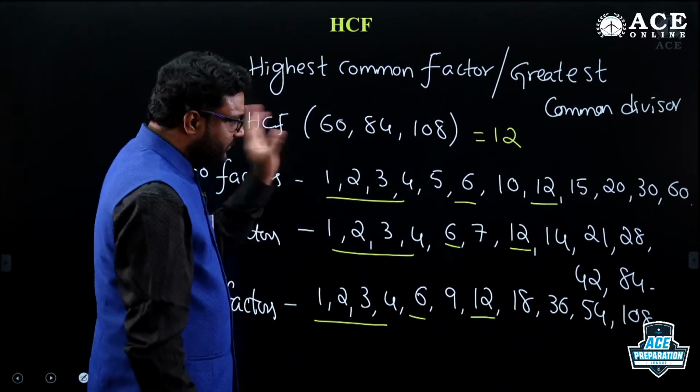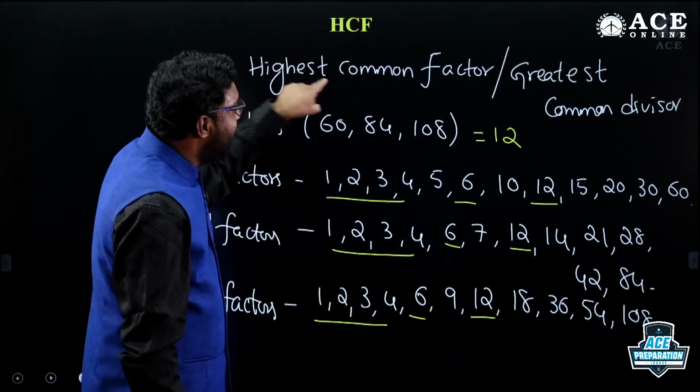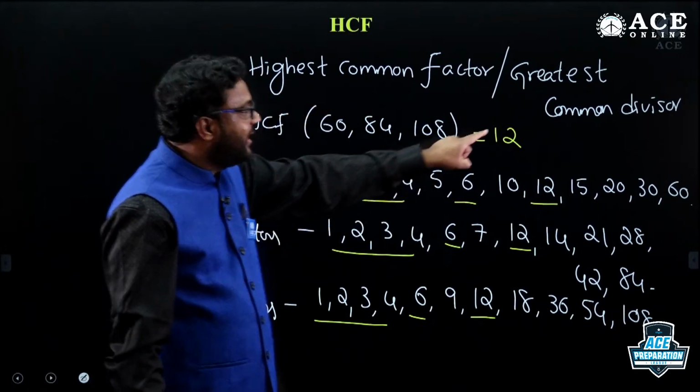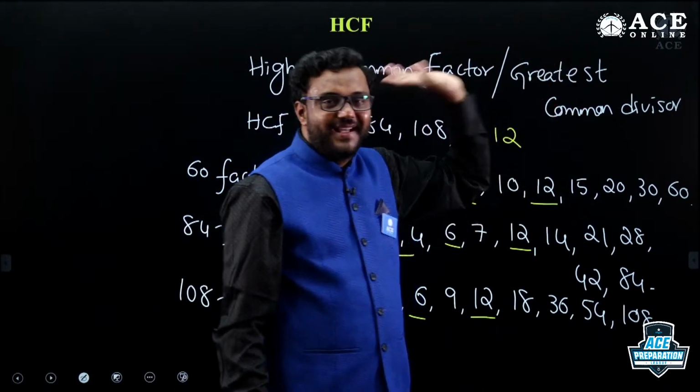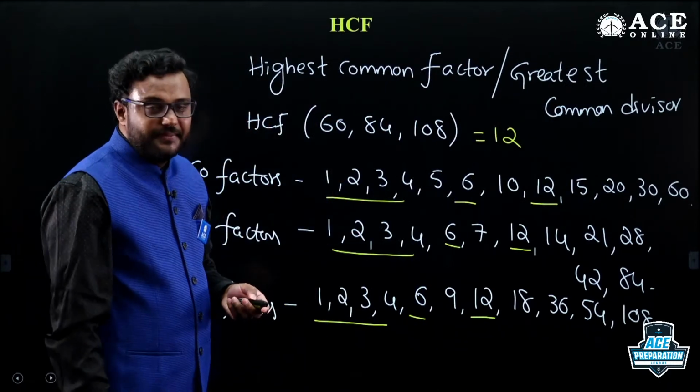This is one method: first calculate the factors, and among the common factors find the highest one, or calculate the divisors and among the common ones find the greatest. Basic thing, right? So what is the alternate method?